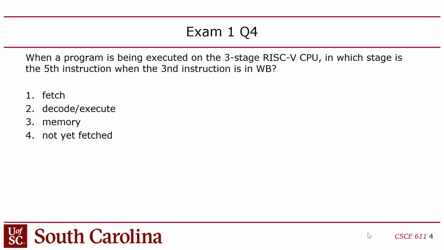When a program is being executed on the three-stage RISC-V CPU, in what stage is the fifth instruction when the third instruction is in write back? If the third instruction is in write back, the fourth instruction, which is behind it, would be in execute, right? And the fifth instruction, which is behind that, would be in fetch. So the answer is fetch. Make sense?